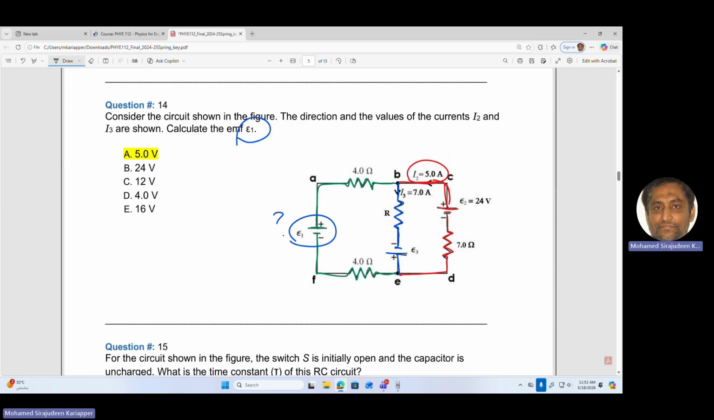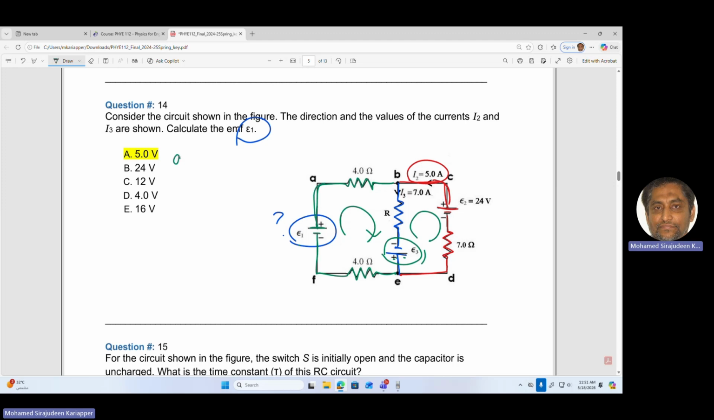right? There are many ways of taking it. I can take this loop, or I can take this loop, or I can take the outer loop. Okay, I have three choices. Is this given? No. So this loop is out because I need E3 also. This loop again I need. The only good thing is to take this outer loop.